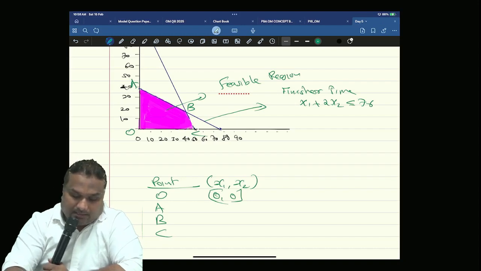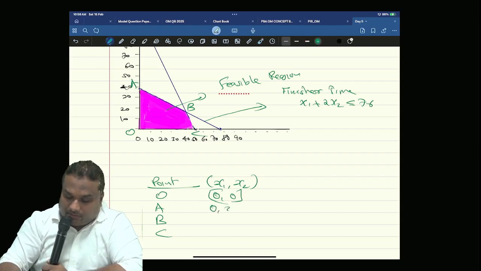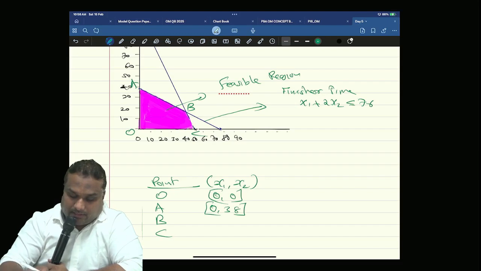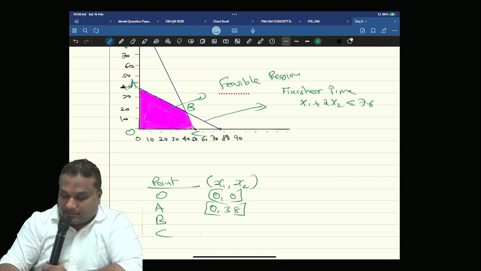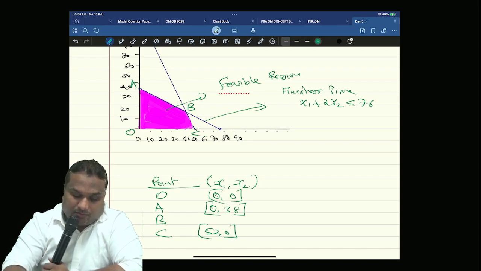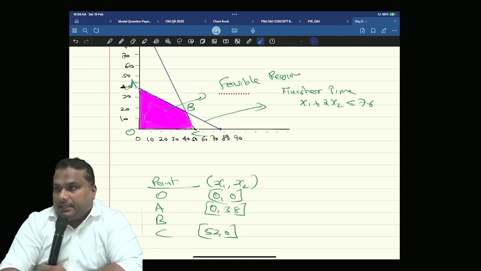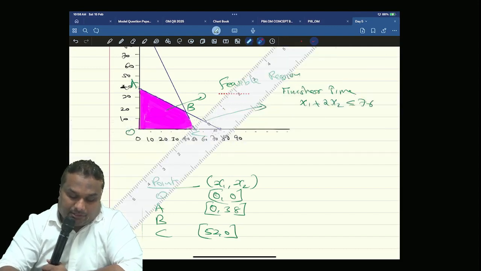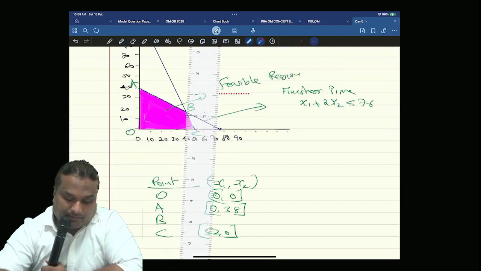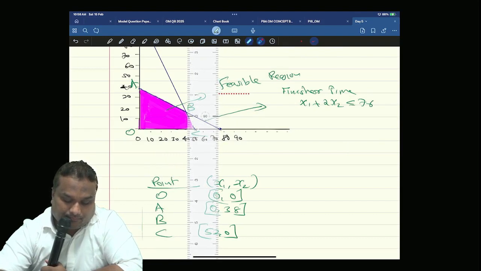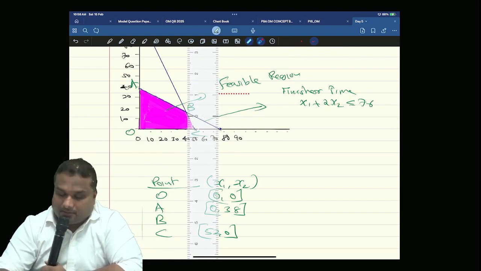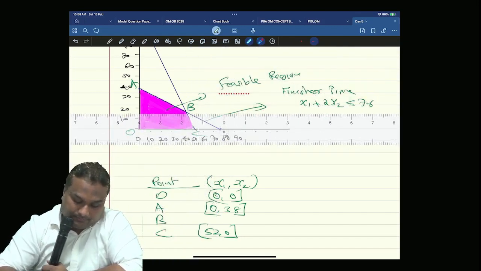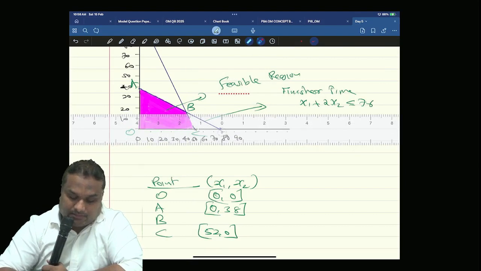At A, this is 0, 38. At C, this point, it is 52, 0. What about this point? There is a technique. Just put your scale to this point. You will get 44 and you will get 16 over here.